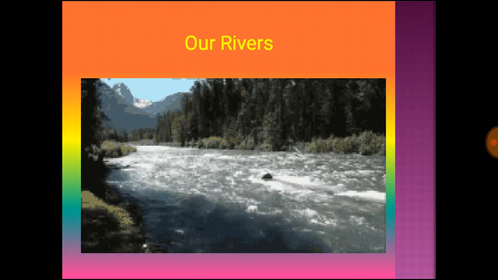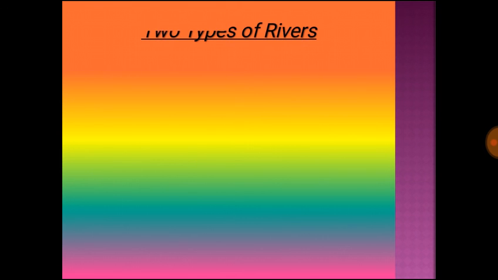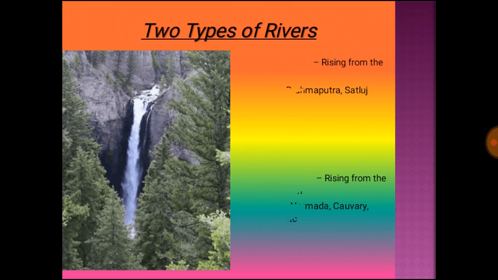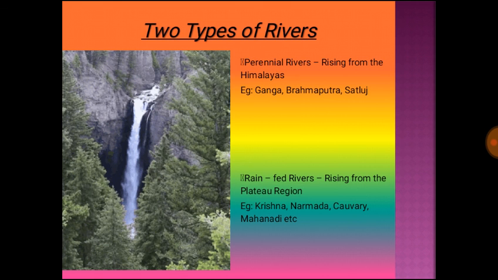A river is a large quantity of water flowing in a channel to the sea, or a river is a large body of fresh flowing water. Rivers are one of the most important natural resources because without water, whatever we have is of no use. In India, we have two types of rivers, the perennial rivers and the rain-fed rivers.